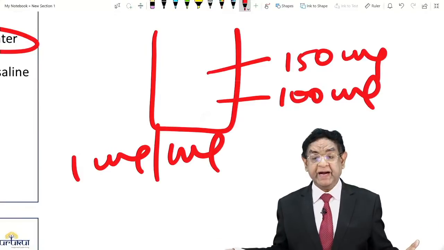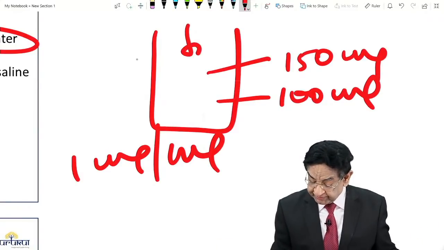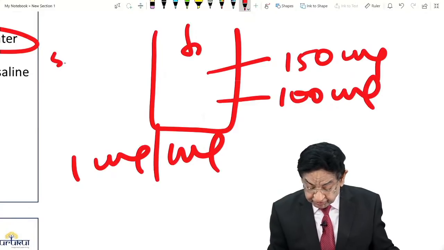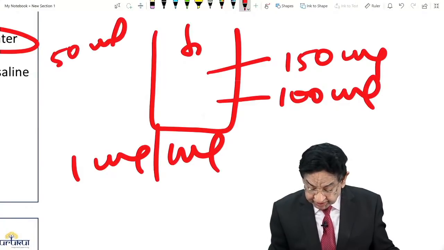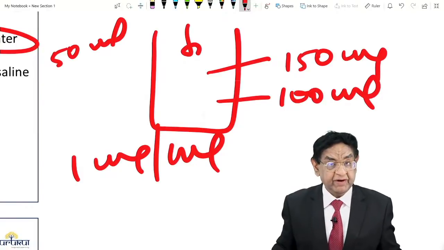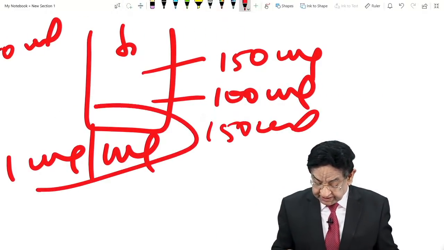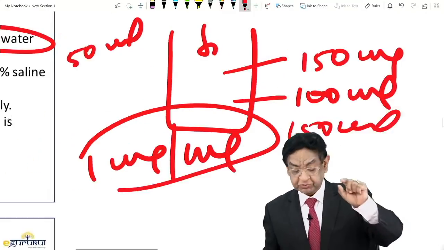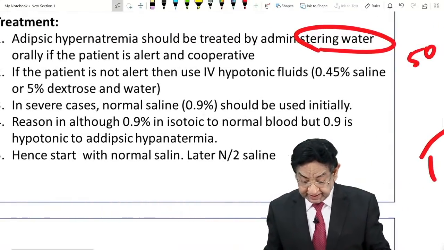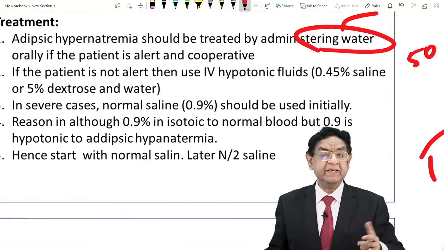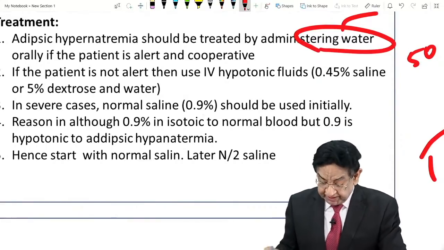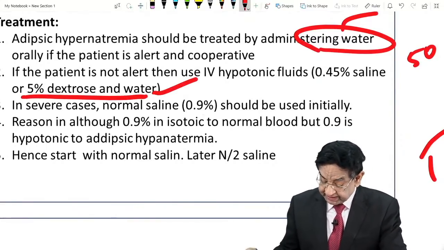What will you add? You have to add only water. You have to add only 50 ml of water. Once you add it, it becomes 150 ml, and the concentration goes to 1 milligram per ml. So treatment is only water intake if the patient is alert, otherwise you give 5% dextrose. That's all.